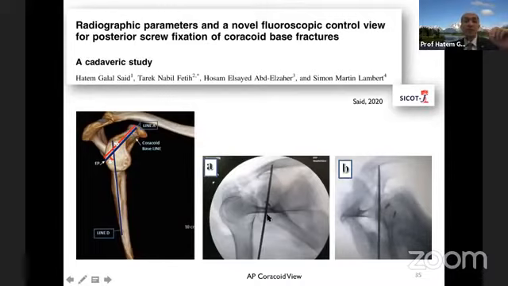So you have the lateral Y view, you have the AP view, and the proper angle to get the coracoid fixation from the back. So you don't need to do a separate approach from anterior to fix the coracoid, but actually if you reduce it and get a screw directly into it from the posterior Judet approach.